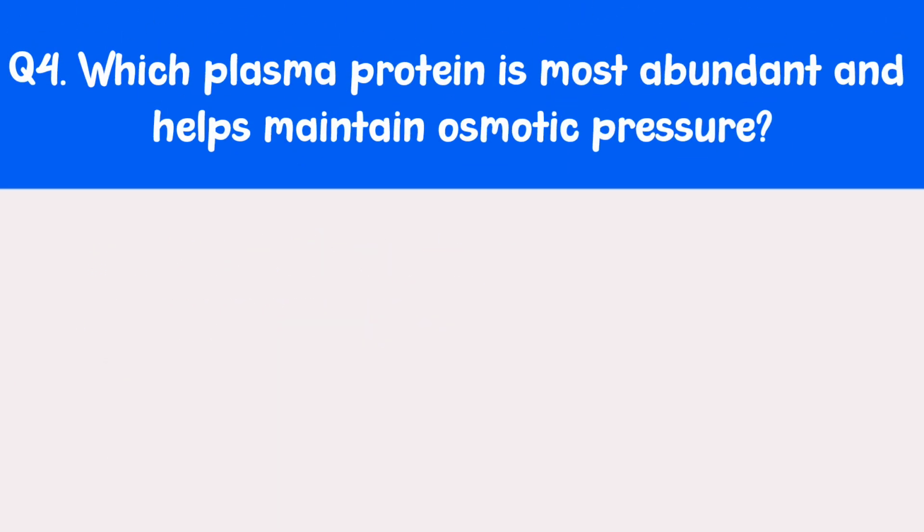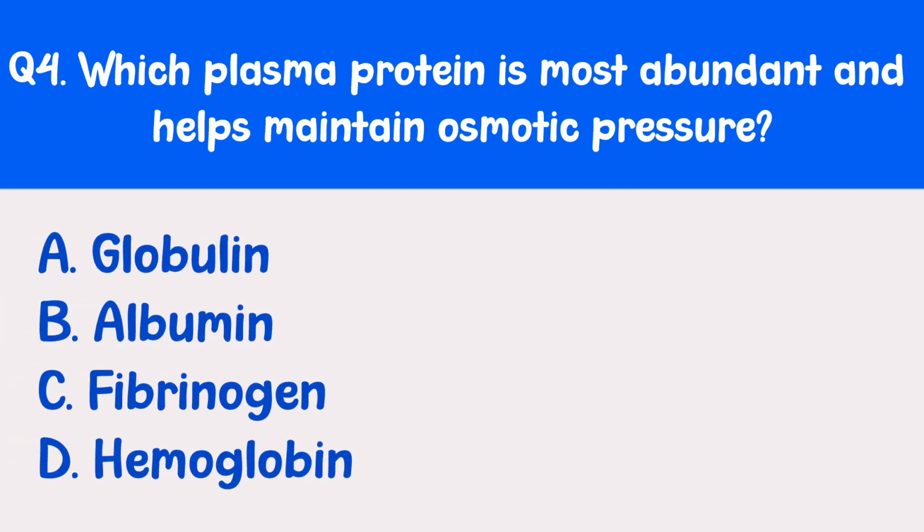Number 4. Which plasma protein is most abundant and helps maintain osmotic pressure? A. Globulin, B. Albumin, C. Fibrinogen, and D. Hemoglobin. Our answer here should be B. Albumin. Albumin contains oncotic pressure, which helps to keep the fluid within the blood vessels.